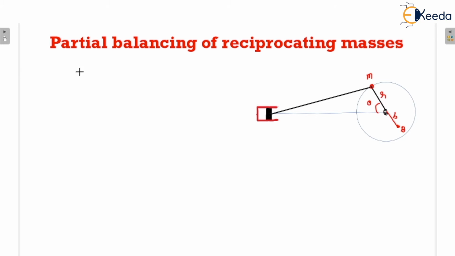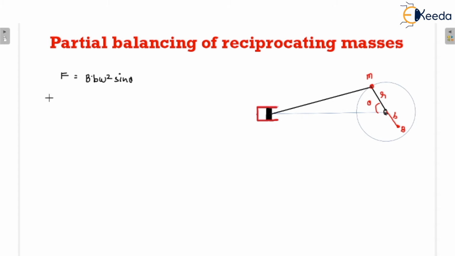So what was the formula for the unbalanced force? We have seen that F is equal to B b omega square sine theta. That is the unbalanced force that remains. That was the vertical force, that means the vertical component.